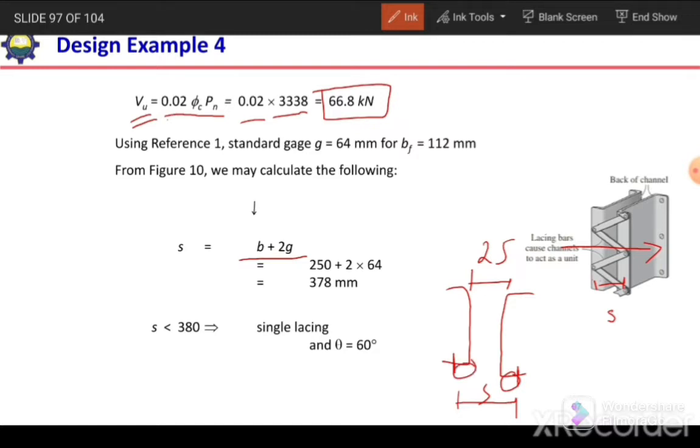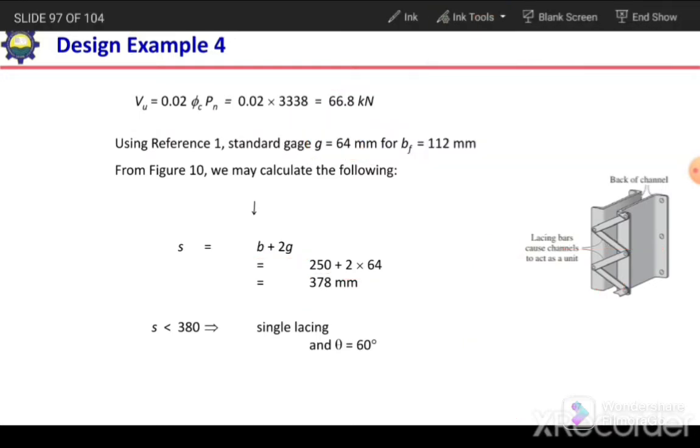In case of channel sections, we have studied in tension members the standard gauge length. For different channel sections, the standard gauge length is given based on the width of the flange. If the flange width is more than 100, then the gauge length is 64. So for our section the gauge length is 64. So S will become B plus 2G, 250 plus 2 times 64. It is 378 millimeter. It means the distance between the rivets of the flanges of the built-up section will be 378 millimeter.